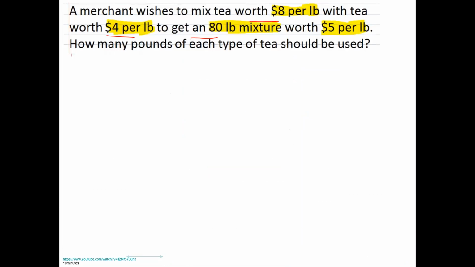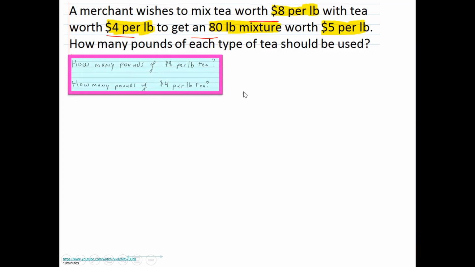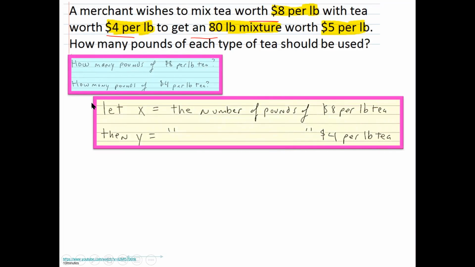Okay, so these are the highlights that I did. So take a look at your highlights and take a look at my highlights. So there are 2 different sets of equation you have to set up. One is how many pounds of $8 tea and how many pounds of $4 tea are you going to use to get a mixture of 80 pounds, but it's going to be $5 a pound. So let's say let x equal the number of pounds of the $8 tea, and let y equal whatever pounds of the $4 tea.